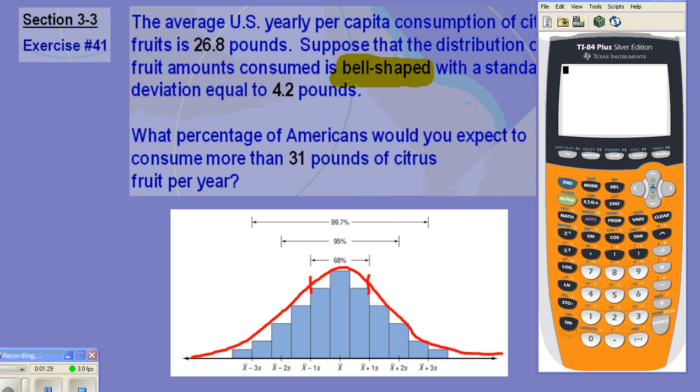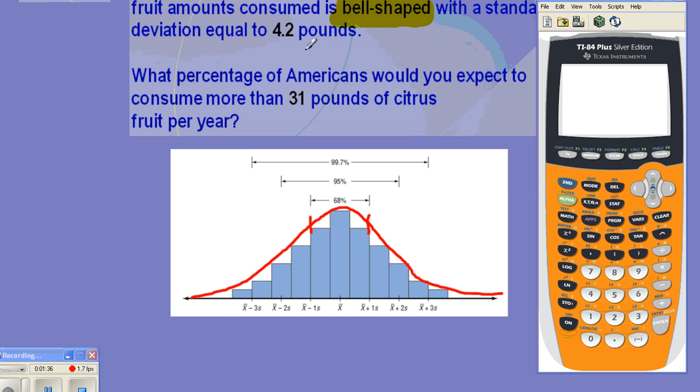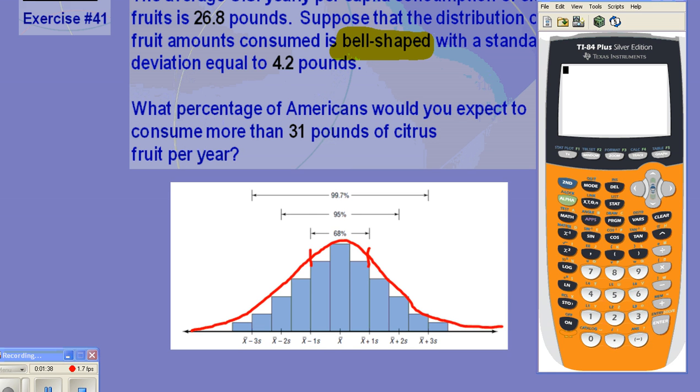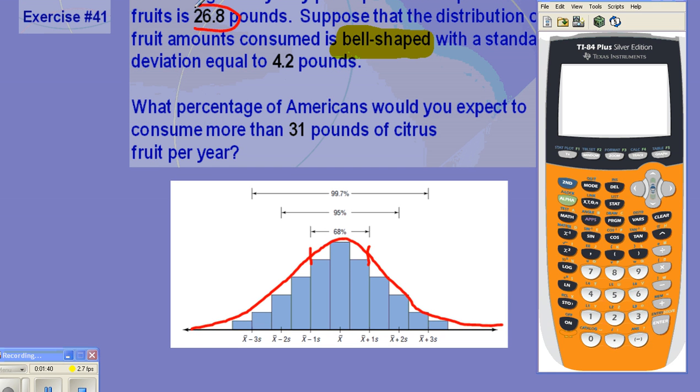So this is a generic picture. This is not a picture of this data set. This is a generic picture of what we use for the empirical rule. So what I want to do is I've identified right here that my mean or my average is 26.8. So that's this number right here. So I'm just going to go ahead and write 26.8, and that's my x bar.